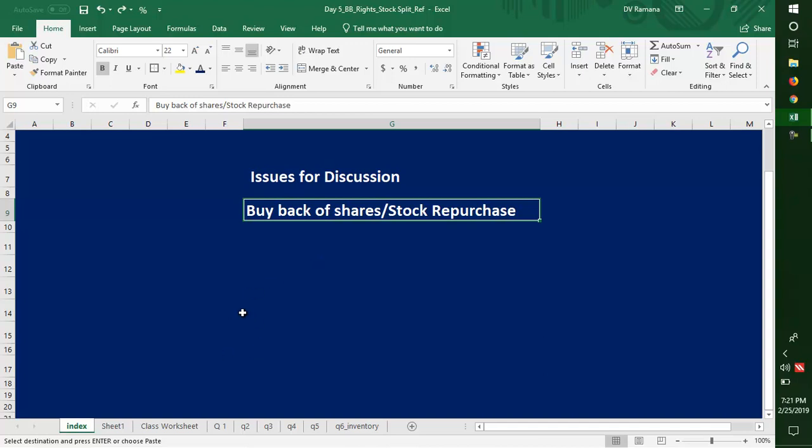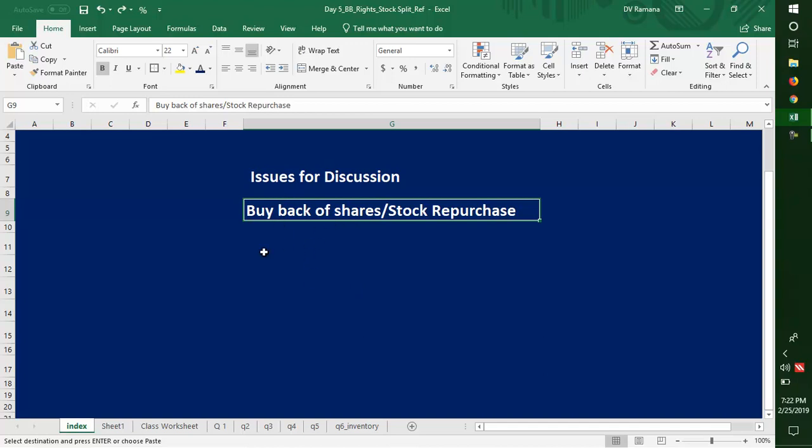Before we get into the exercise, let me give you a broad understanding about this particular decision, which is the buyback of shares or stock repurchase. Buyback of shares or stock repurchase is a very common and popular business decision taken by companies all over the world.